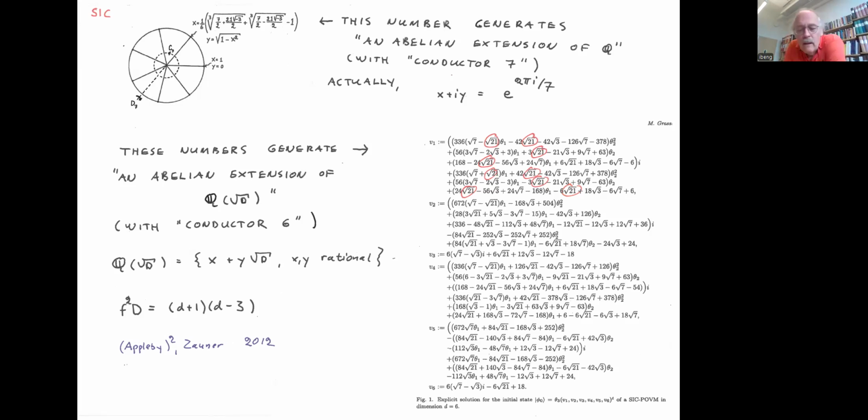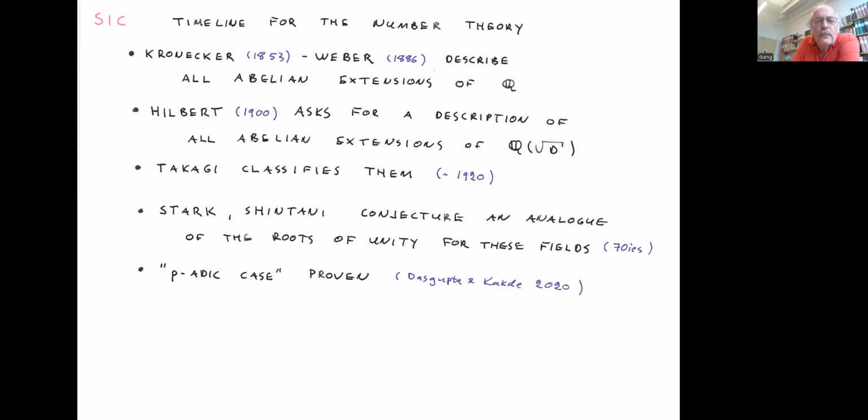So that's the beginning. But this means that we're now into number theory. Serious number theory, we want to understand what abelian extensions of real quadratic fields really are. And here the problem is that this is a famous open problem. So here's the timeline for the underlying mathematics. Kronecker and Weber in the 19th century were able to describe all possible, what I'm calling abelian extensions of the rational field. Hilbert was extremely impressed by that. So in 1900, in the famous talk where he presented the problems that should be solved during the 20th century, he asked for a similar description of all abelian extensions of real quadratic fields, precisely the problem we're faced with.